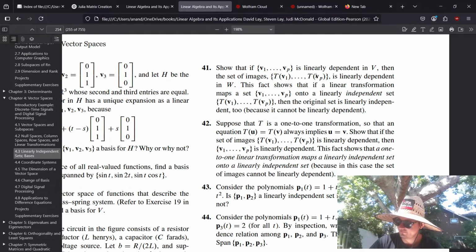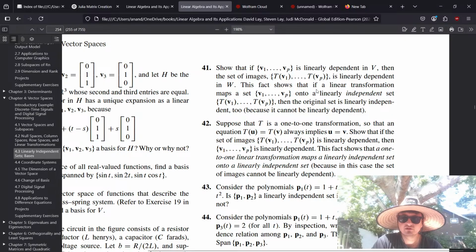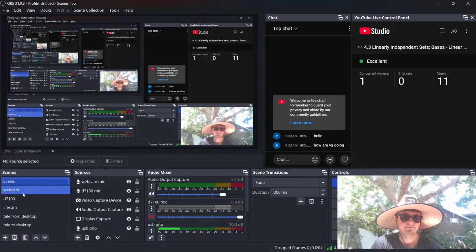If V1 to VP dependent, then T V1, T VP is dependent in W. This fact shows that if a linear transformation maps a set onto a linearly independent set, then the original set is linearly independent too, because it cannot. That's sweet. That's a great one, a good one.